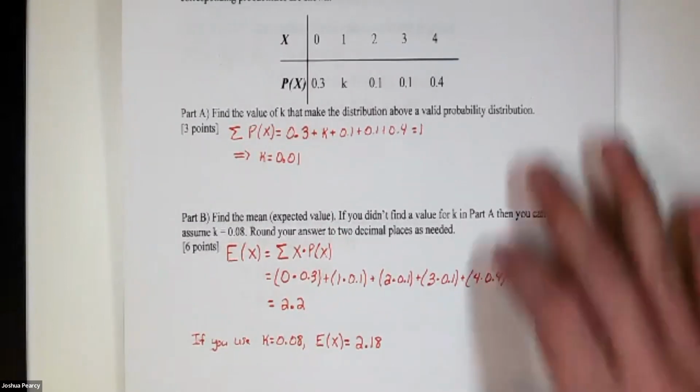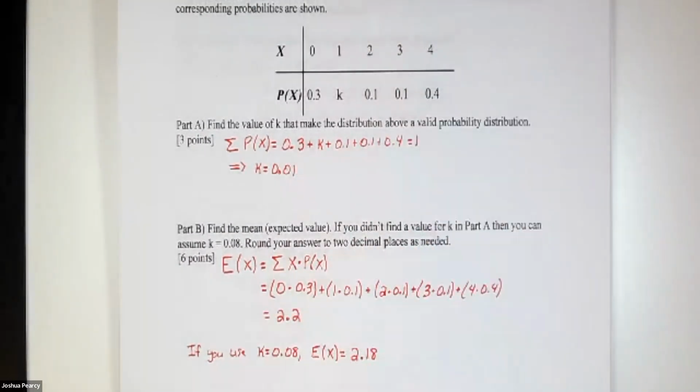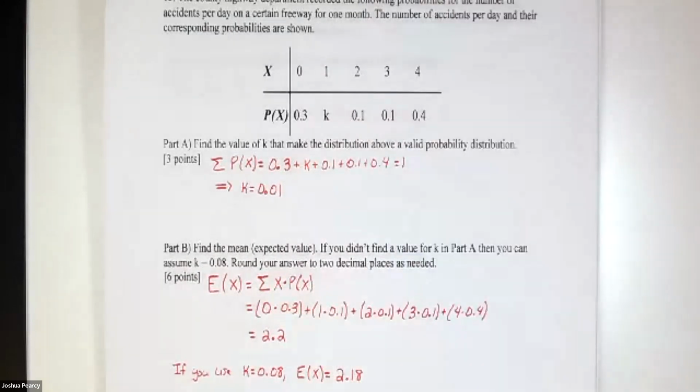I think this one was the same on both exams. The County Highway Department recorded the following probabilities for the number of accidents per day on a certain freeway for 1 month. The number of accidents per day and their corresponding probabilities are shown. Part A, find the value that makes the distribution above a valid probability distribution.